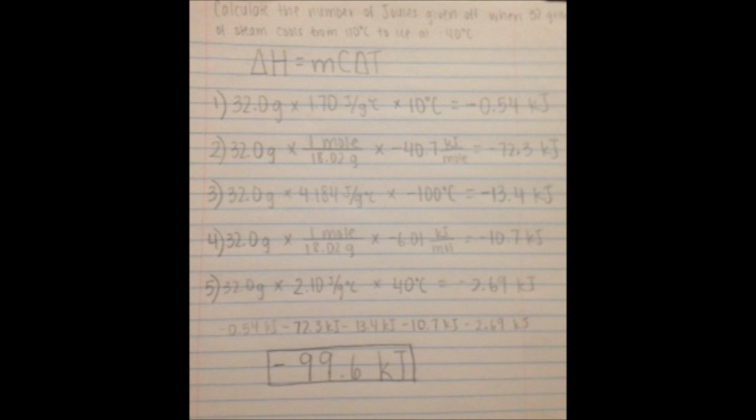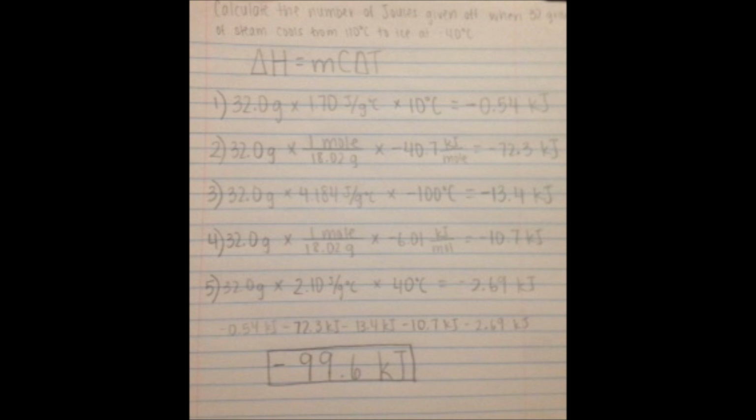The third calculation looks very similar to the first calculation, but instead of using the specific heat of steam, we are now using the specific heat of water and negative 10 degrees Celsius because of the difference between 100 degrees Celsius and 0 degrees Celsius. The fourth calculation looks very similar to the second calculation, with a conversion to moles, but then it is multiplied by the heat of fusion, since it is at the point of 0 degrees Celsius.